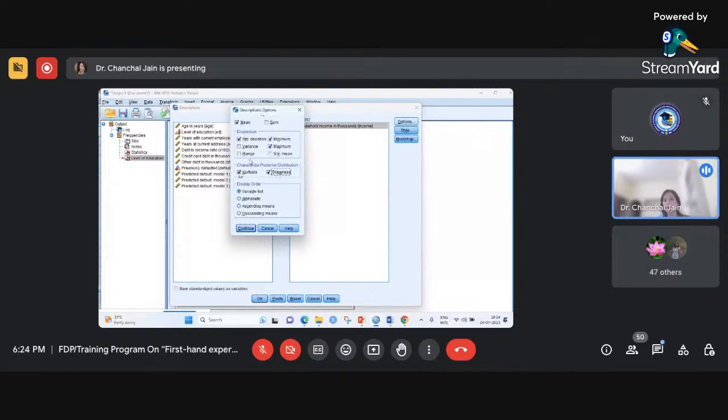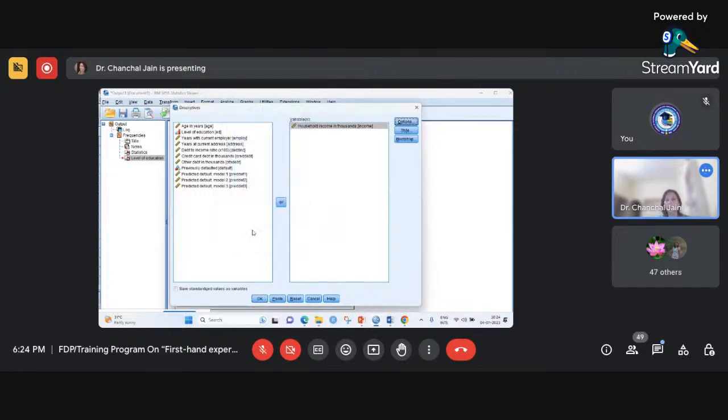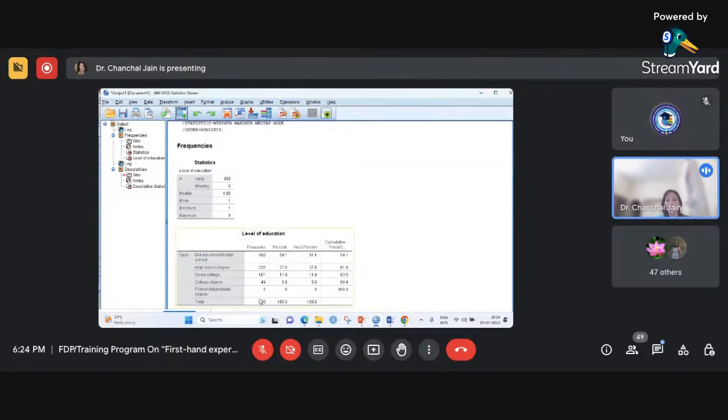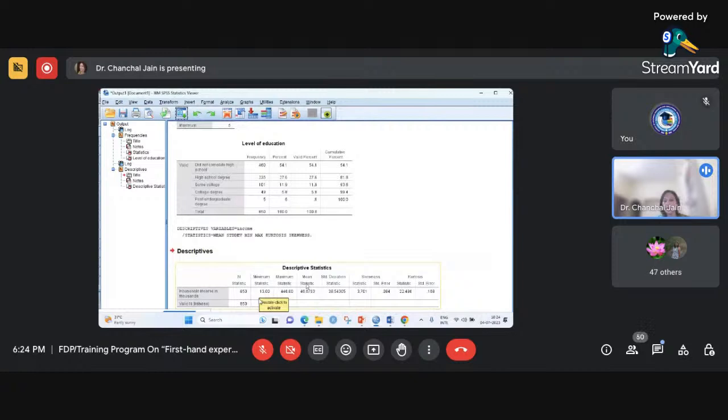Along with the default options, I suggest you go with two more options, kurtosis and skewness. Is it fine? Yes, ma'am. Then you can press continue, and you do not need to do anything else. You can press only OK to get the output. Once you press OK, you will see a small table containing all the things we have checked or which were already checked by SPSS.